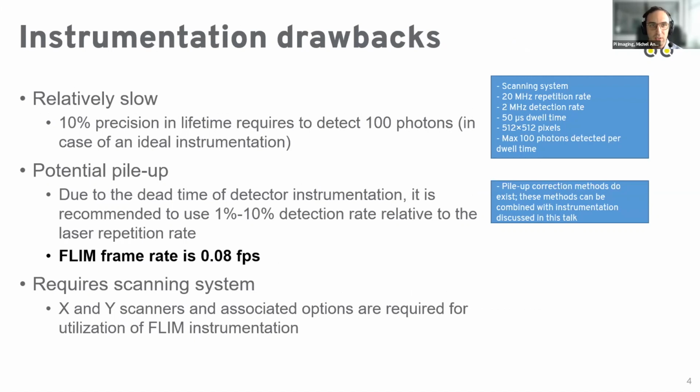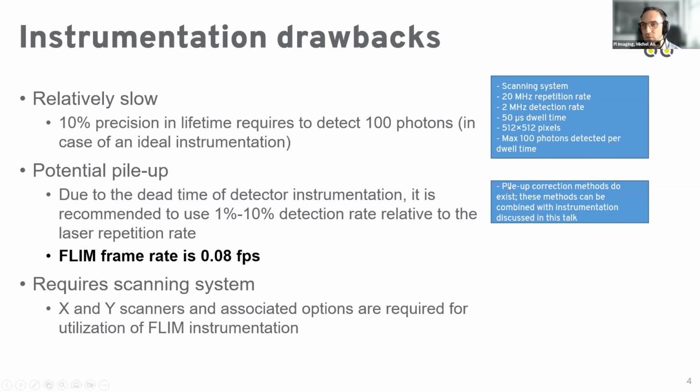Delving a bit deeper into the instrumentation drawbacks and why the speed reduction. Of course, if you want to achieve a certain lifetime precision, we require a certain amount of photons due to statistics. So in case we have ideal instrumentation and we want to have 10% lifetime precision, we would need to acquire at least 100 photons. This is typically coupled with the pileup constraint, which requires us to have a detection rate which is typically 1 to 10% of the laser repetition rate.